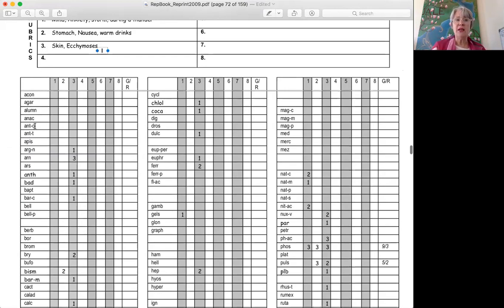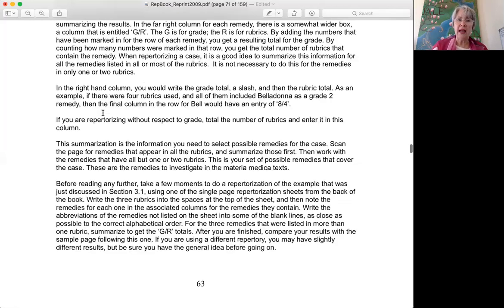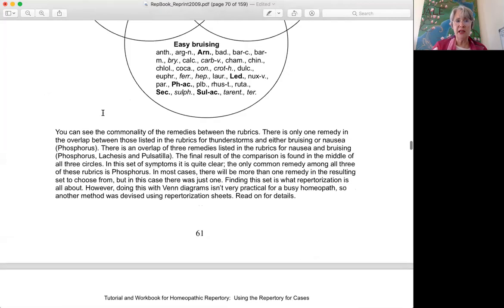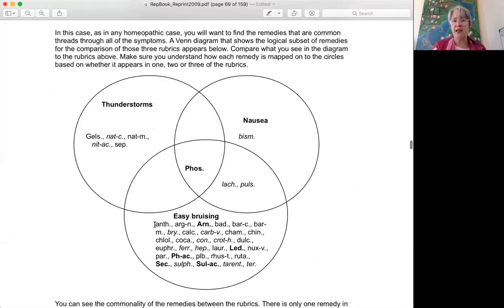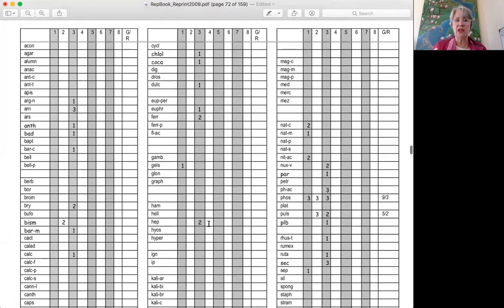And if the remedy was in that list, then I would write it down. So sometimes if we look at the documentation here, it shows us grade. Remember, if you have plain type, that's a grade 1. If you have italic font, that's a grade 2. And if you have bold print, that's a grade 3. So when we look at this repertorization sheet, that's the 1s, 2s, or 3s there.